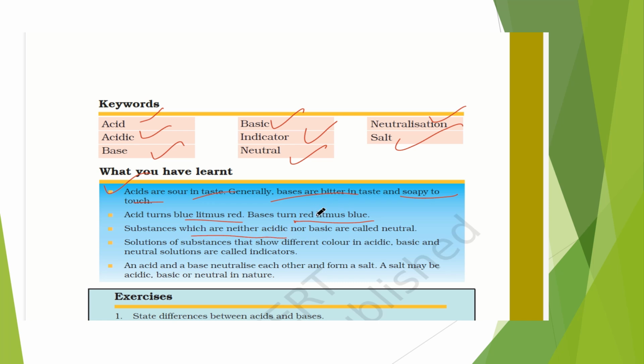Substances which are neither acidic nor basic are neutral in nature. Solutions of substances that show different colors in acidic, basic, and neutral solutions are called indicators. An acid and a base neutralize each other to form a salt. A salt may be acidic, basic, or neutral in nature. So these are the main important things we have learnt in this lesson, and we have learnt many indicators and their use, their color change in different solutions.